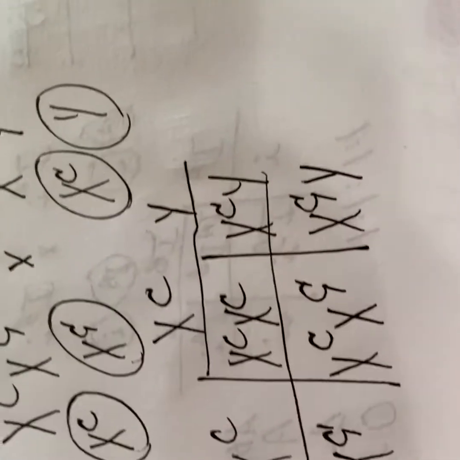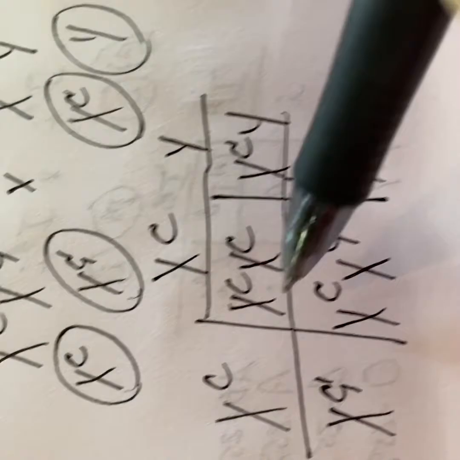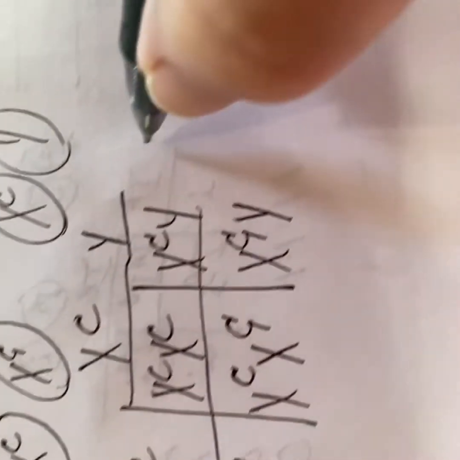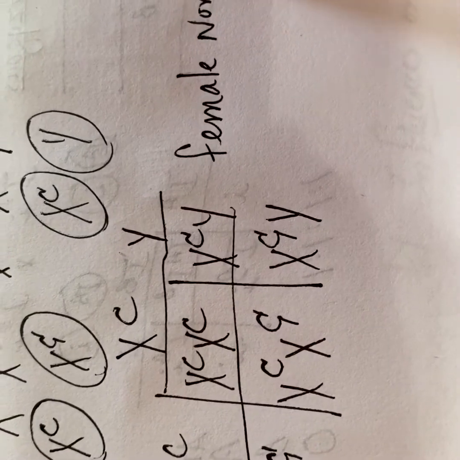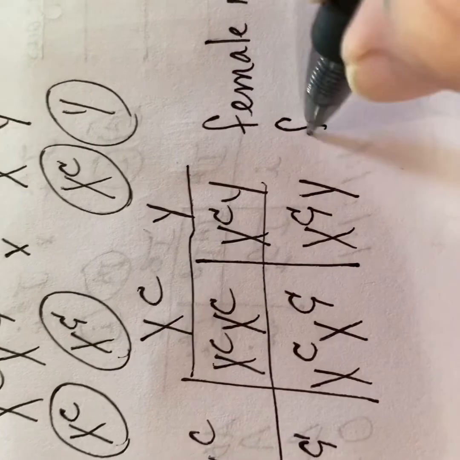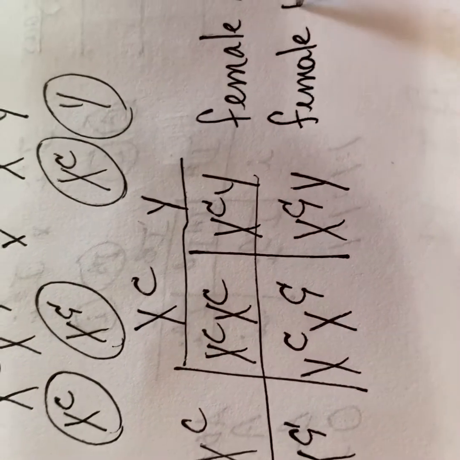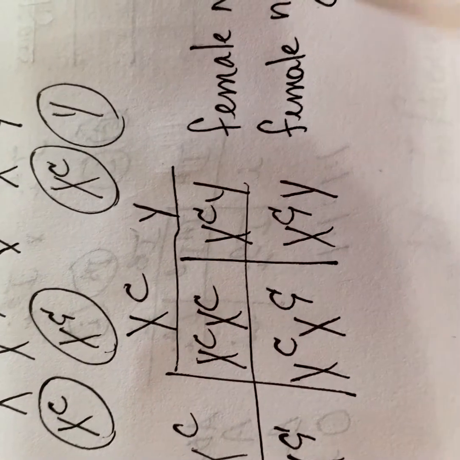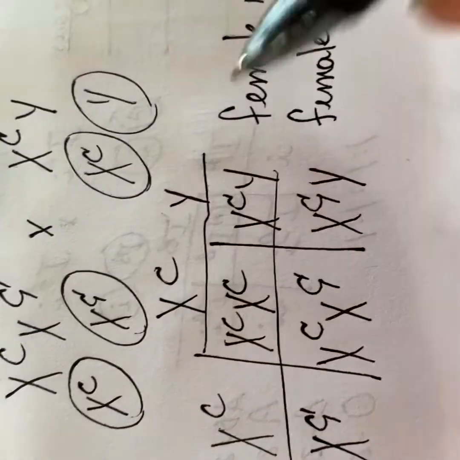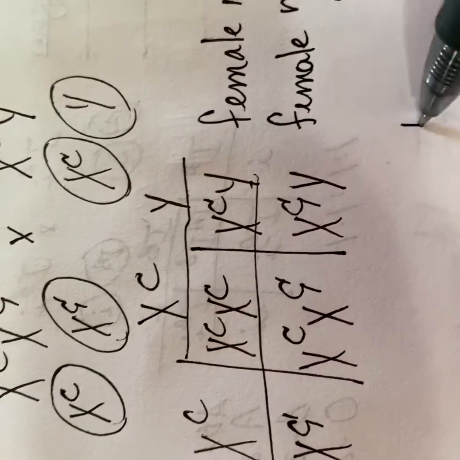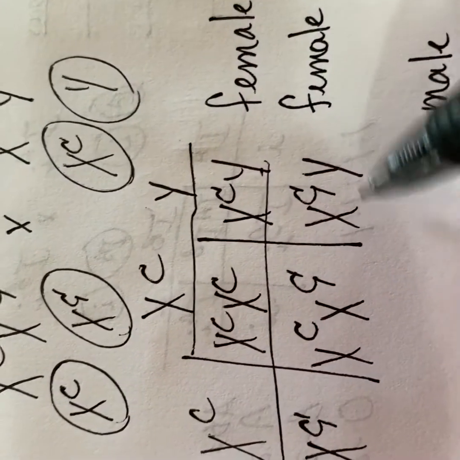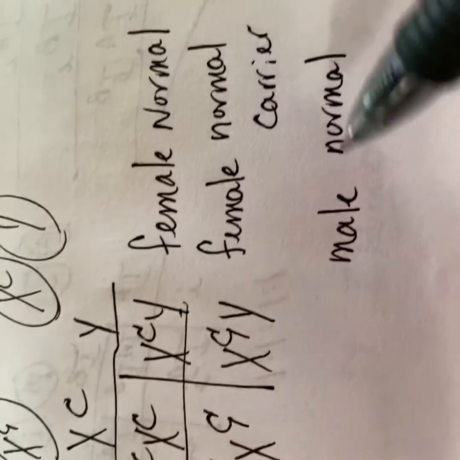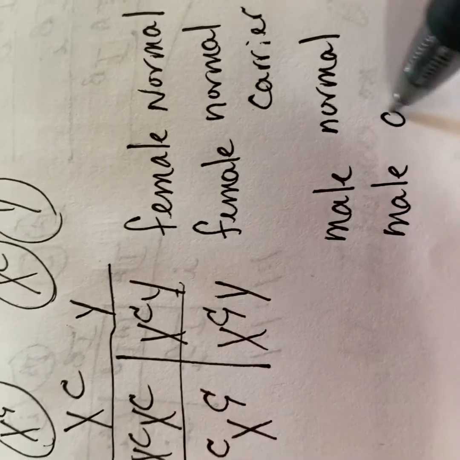Okay, now we have to interpret the phenotypes. This person is a female who is normal. This person right here is a female who is normal, but she is a carrier. Okay. This person is a male normal. And this person finally is a male who is colorblind.